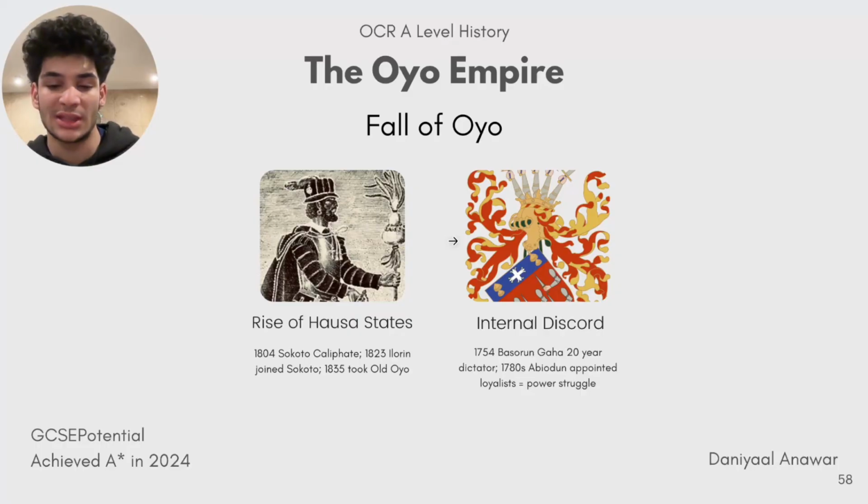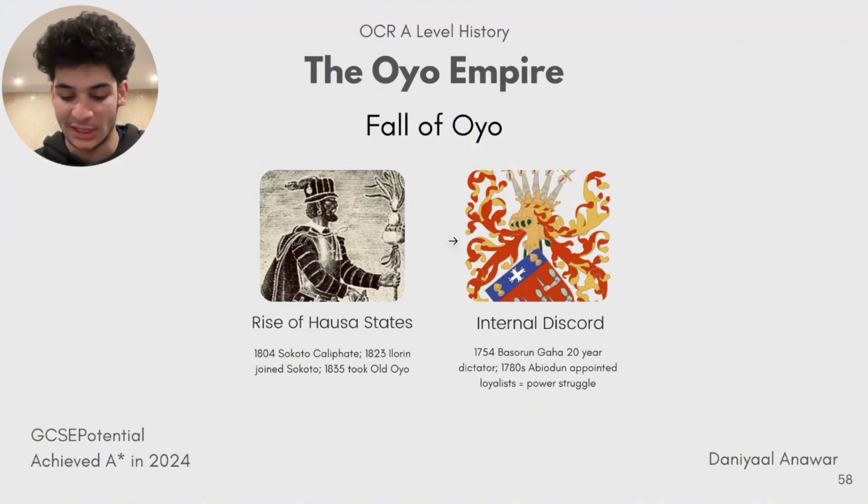In 1823, Ilorin was taken by the Sokoto Caliphate, and in 1835, Old Oyo was also taken by the Sokoto Caliphate. As a result, the Hausa states rose. Oyo was defeated, essentially. So that was the key reason for their downfall.